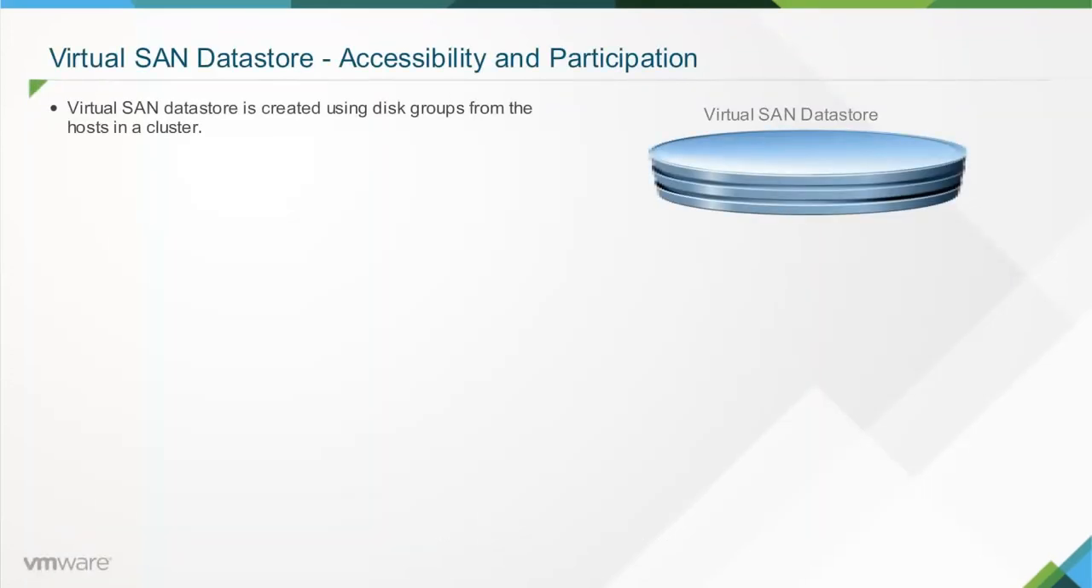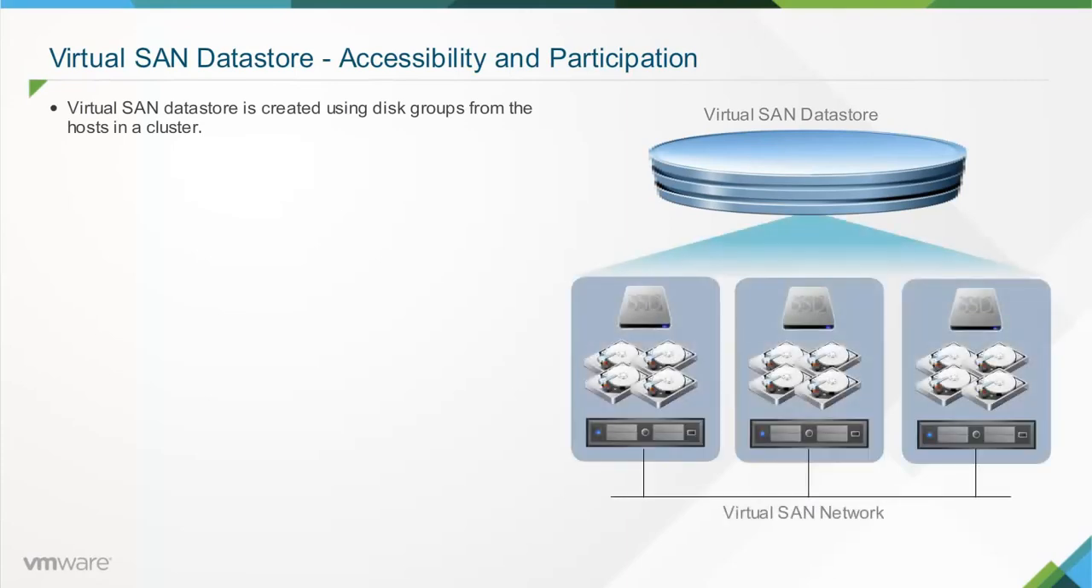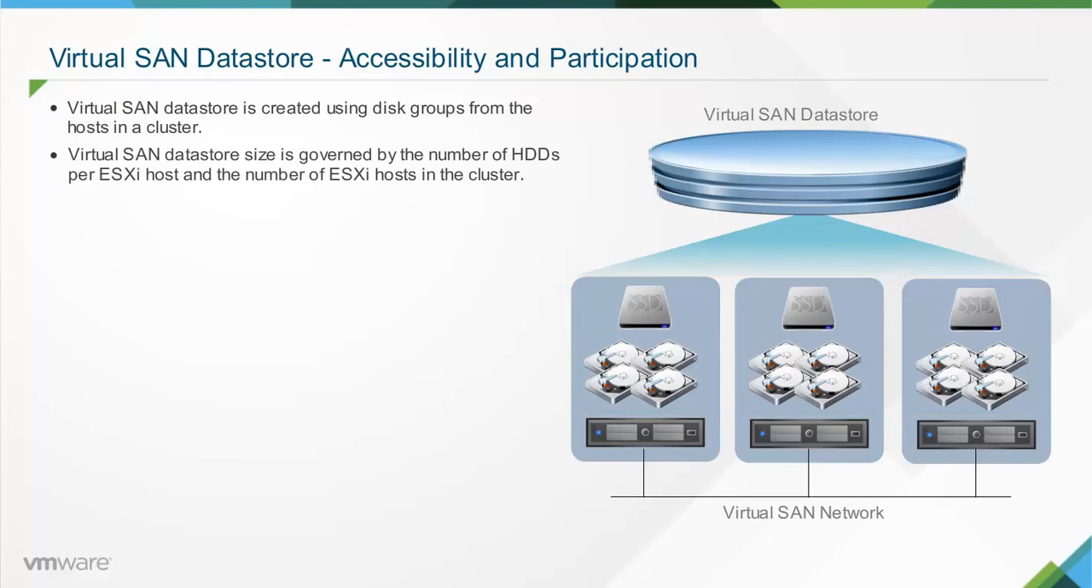The Virtual SAN Datastore is an object store solution that is created using disk groups from the hosts in a cluster. The disk groups of all ESXi hosts in a Virtual SAN cluster are combined to create a Virtual SAN Datastore. The size of a Virtual SAN Datastore is governed by the number of HDDs per ESXi host and the number of ESXi hosts in the cluster. For example, if each host has 2 terabytes HDD and there are 3 hosts in the cluster, the raw capacity of the Virtual SAN Datastore is 6 terabytes.